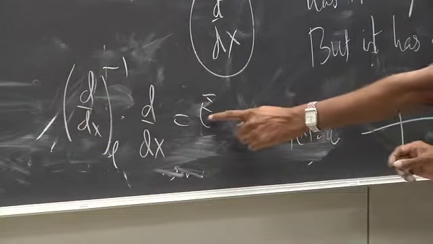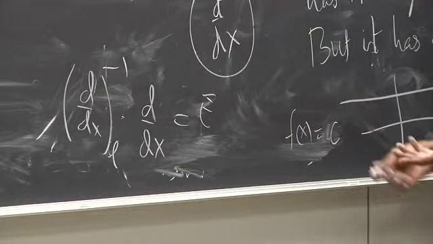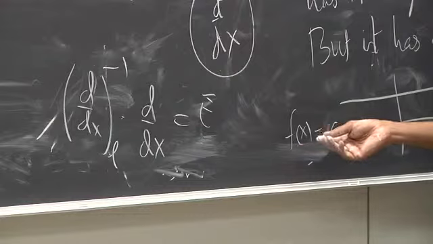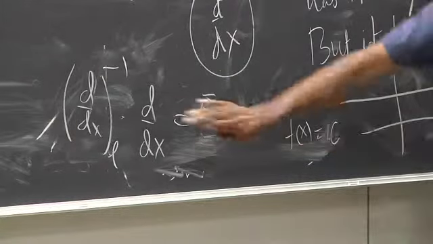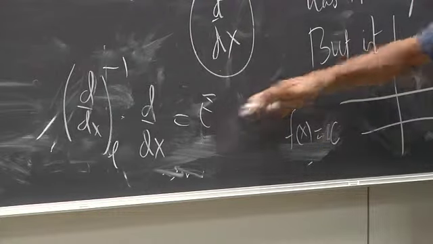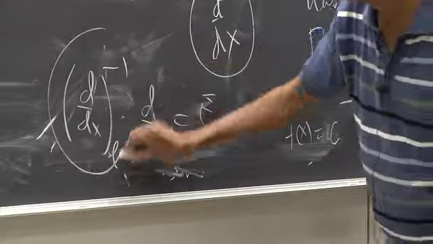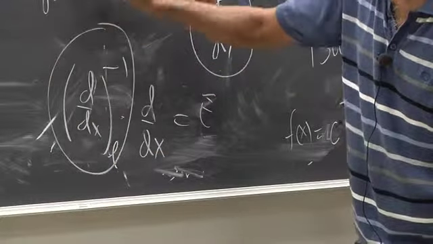Whereas the right hand side is the identity operator. The identity operator acting on C will give you C. So there's a contradiction. This side gives you 0 acting on that, but this side gives you C. So there's a contradiction, so this does not exist.